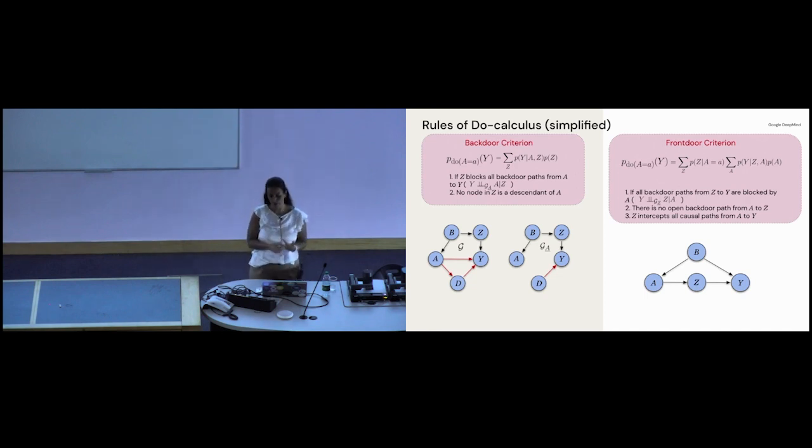And you can do the same with the front door. So if there is a set Z such that Z intercepts all the directed paths from A to Y, there is no open backdoor path from A to Z, and A blocks all the backdoor paths from Z to Y, so it's a bit like three conditions. Then what you can do is you can write the identification formula as the one that you see above.